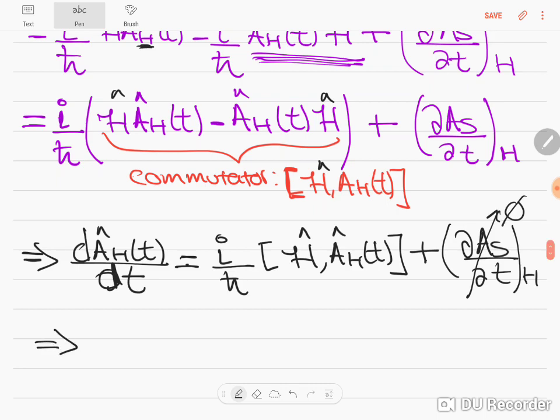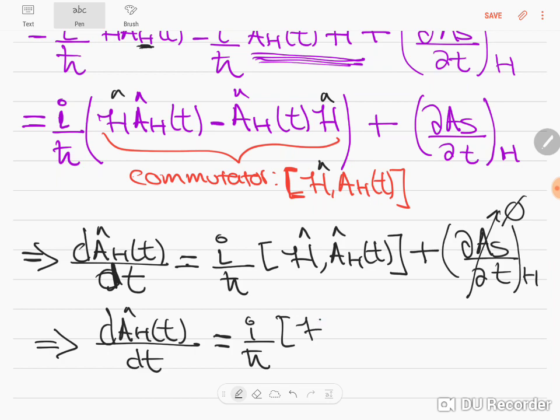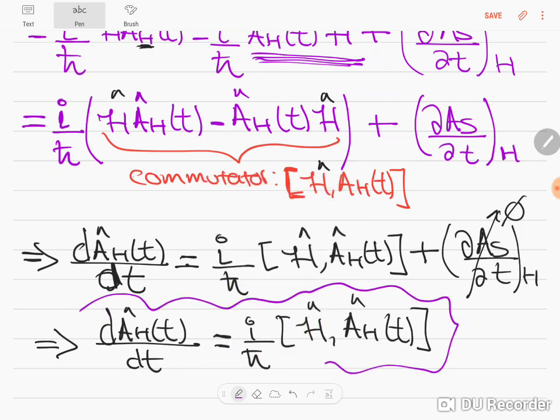So then the actual Heisenberg equation of motion that we will be using is dA_H(t)/dt, equal to i over h bar, the commutator of H and A_H(t). This is the actual equation of motion that we will be using in our videos. So just become familiar with that, and with the fact that we will be seeing a lot of commutators in all our videos on quantum mechanics or condensed matter theory.